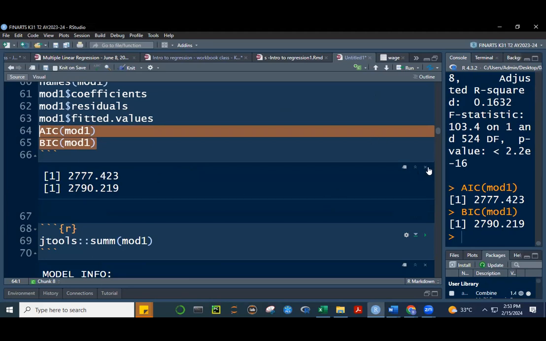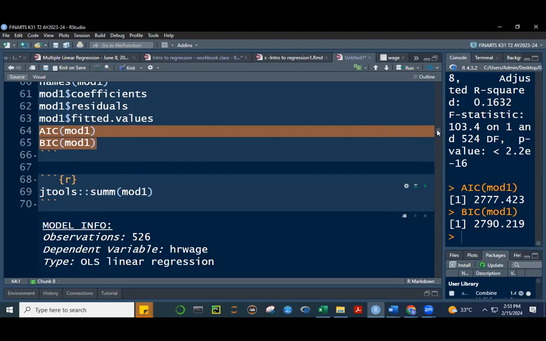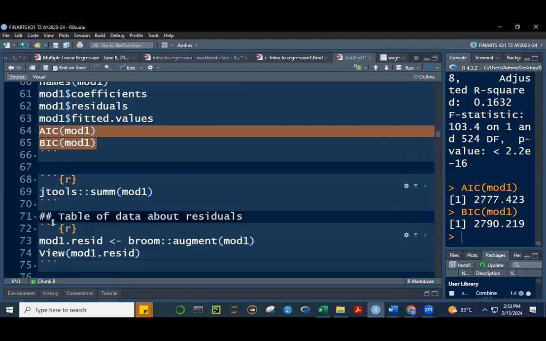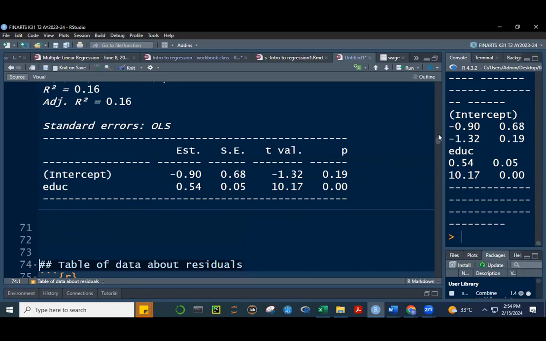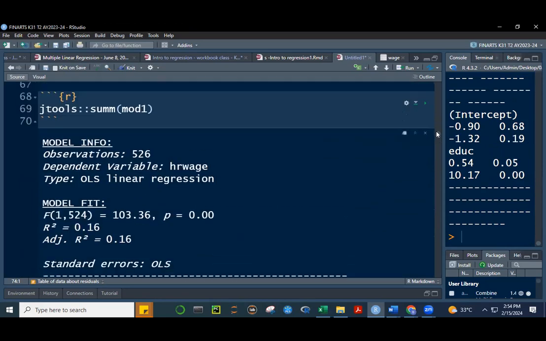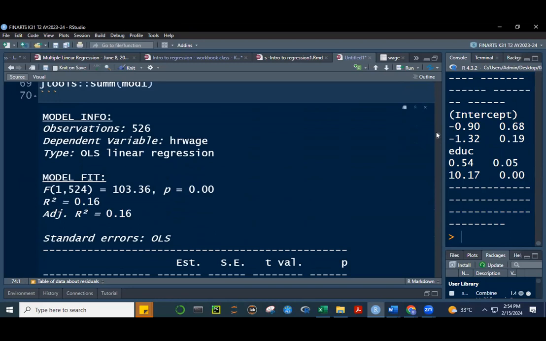So there are other ways to show your regression output. One way is through this. I don't think I shared this with you last time. So you can use a jtools package, and it has a function called summ, and it will yield a relatively better regression output compared to the summary function above. So why don't you run this, class? Run it, and then you'll see that the tabular output here is better than the summary function coming from base R.